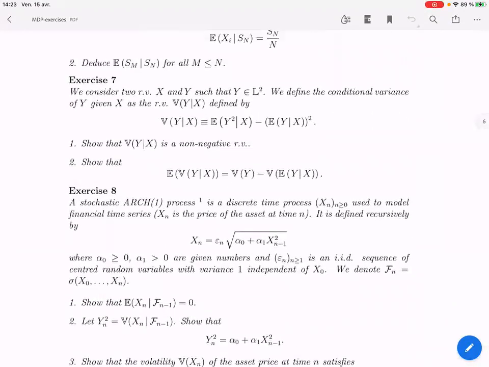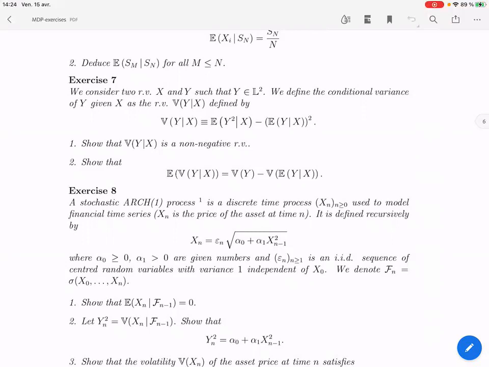Okay, so here it is exercise 7. It is the notion of conditional variance. We have the conditional expectation, but there is also a notion of conditional variance, which is the variance of y given x. To be well defined, you need that y is in L2, so it has a second moment, so that you can consider the conditional expectation of y squared given x. And the first question is to show that this variance of y given x is a non-negative random variable.